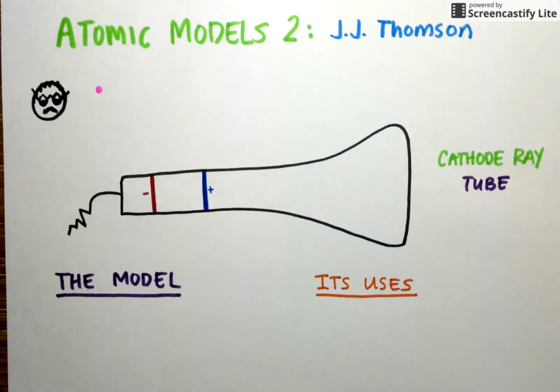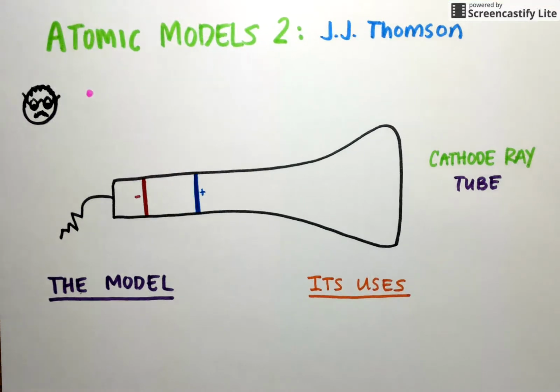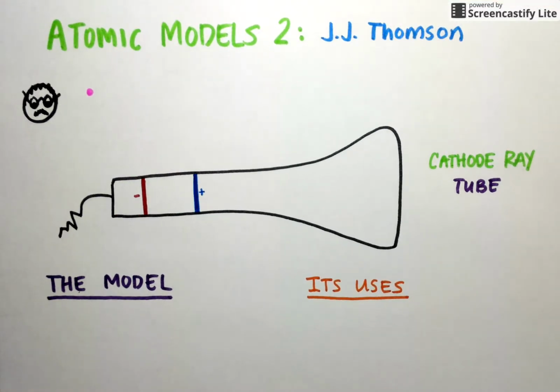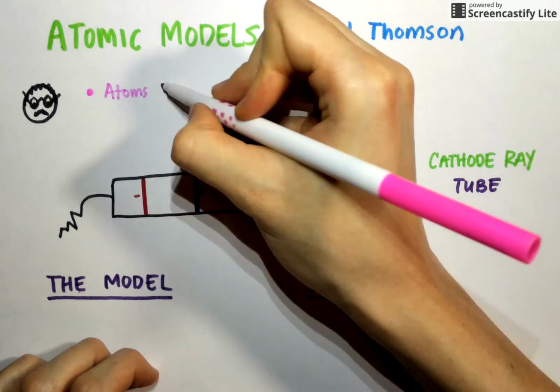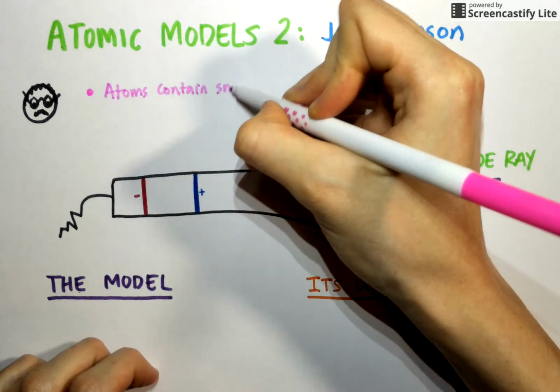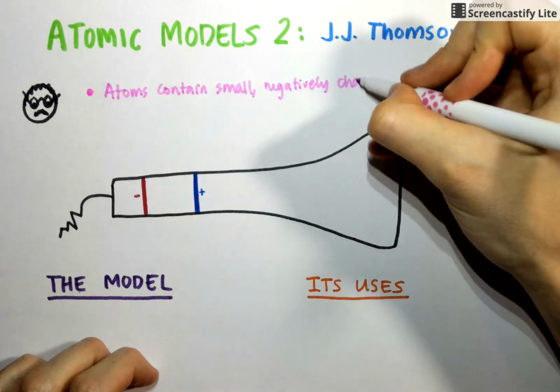Hi everyone, this video is going to be all about J.J. Thomson and his model of the atom. J.J. Thomson chronologically came just after John Dalton, and he decided to push Dalton's ideas about the atom forward using some experimental evidence.